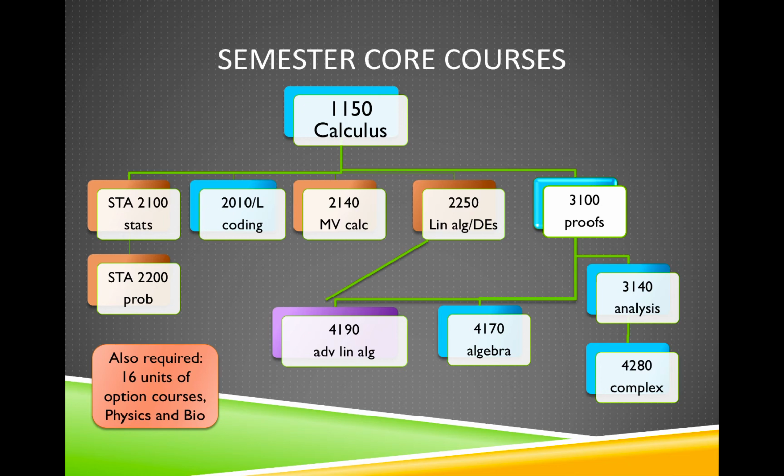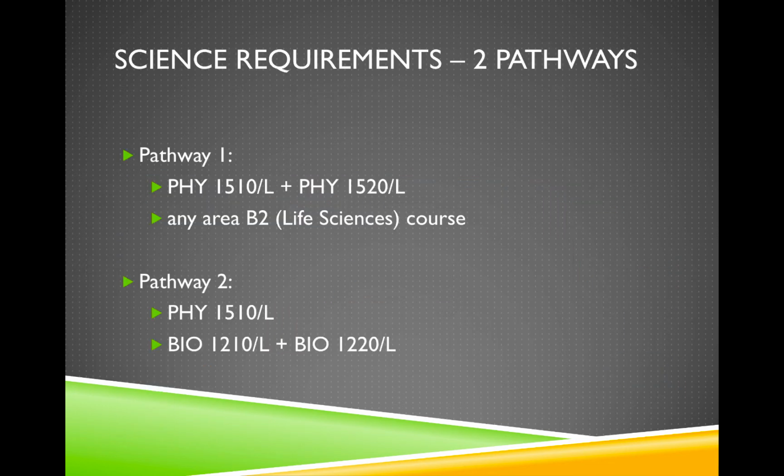And you can take them in different orders. Between analysis and algebra, they're maybe comparable in difficulty, and the advanced linear algebra and the complex analysis are comparable in difficulty too. So you can switch the order of those depending upon what fits better in your schedule. Don't forget that there are also 16 units of required option courses in addition to these core courses that all majors take. And then there's also a physics and biology requirement.